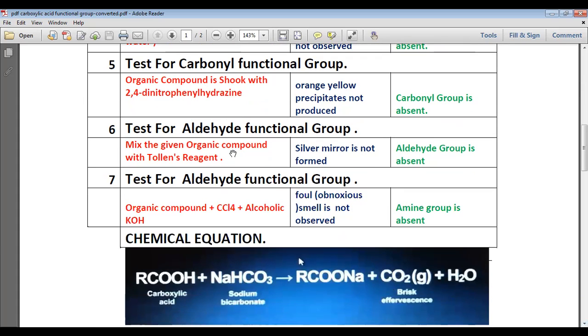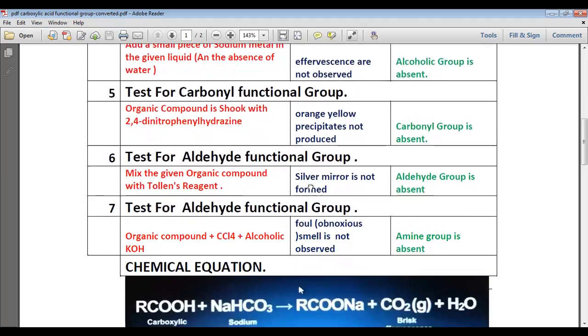Then we should perform the test for the aldehyde functional group. For the aldehyde functional group, we perform the test which is known as the Tollens reagent or Tollens test. So we mix the organic compound with the Tollens reagent, and we will not have the silver mirror formed. That is how we can say that the aldehyde group is absent.